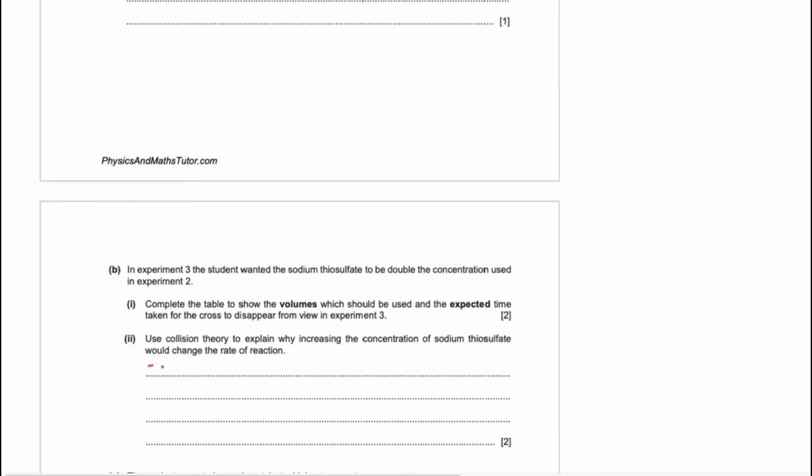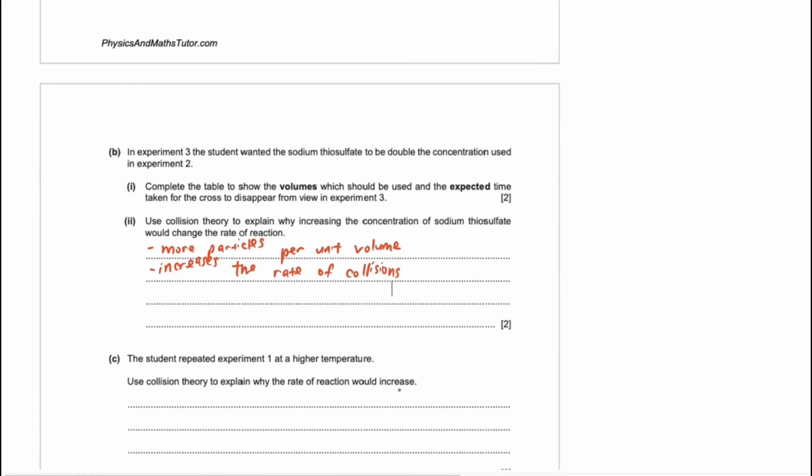The main keyword: more particles per unit volume. 1 point. Second point, increases the rate of collision. Like that. Okay, now I look at C.